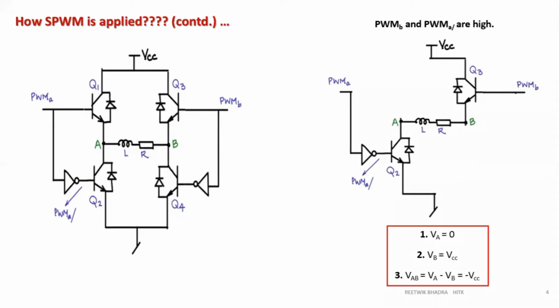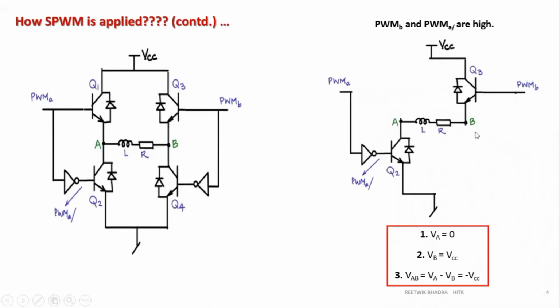Next, the third condition that can be got from the figure is when PWM B is high and PWM A bar is high. That means if PWM B is high, which switch will be on? Q3. If PWM A bar is high, now PWM A bar is given to which switch? Q2. So obviously we can say that Q3 and Q2 are on. So I have drawn over here only Q3 and Q2. Q3 is supplied from PWM B and Q2 is supplied from PWM A bar. So Q3 and Q2 will be on now.